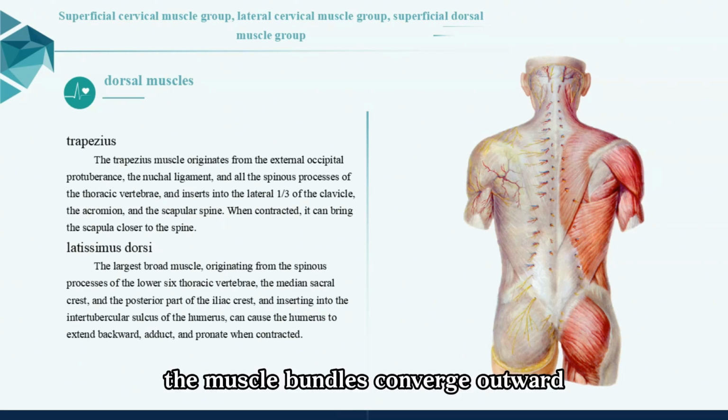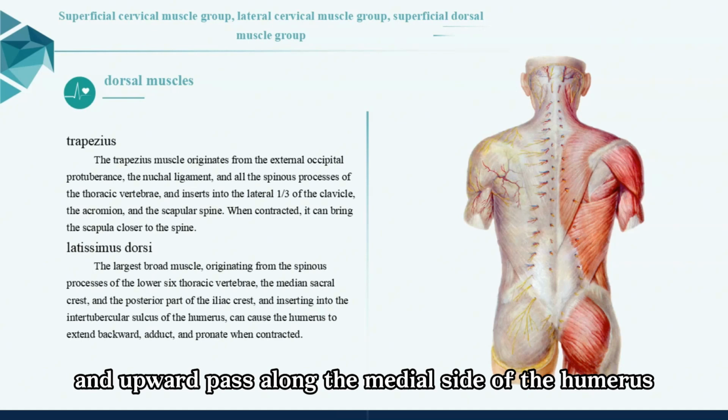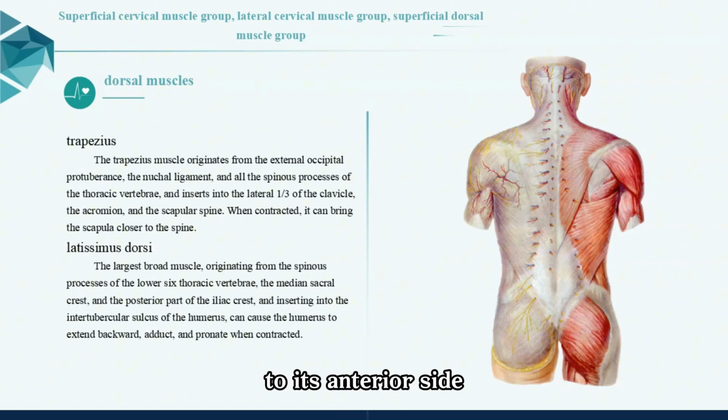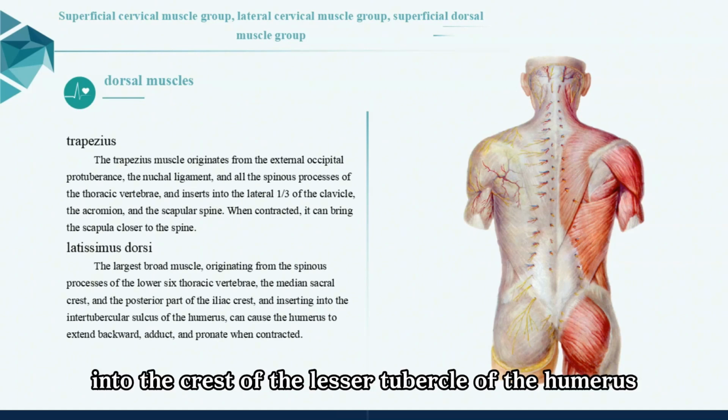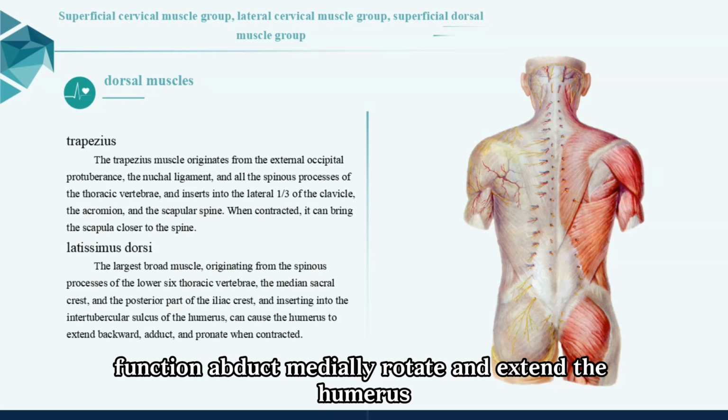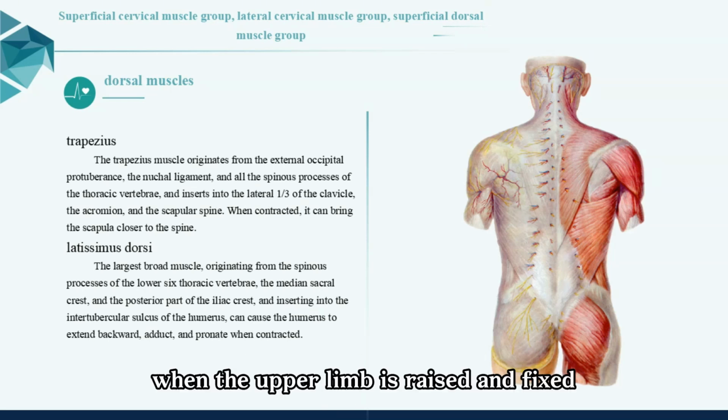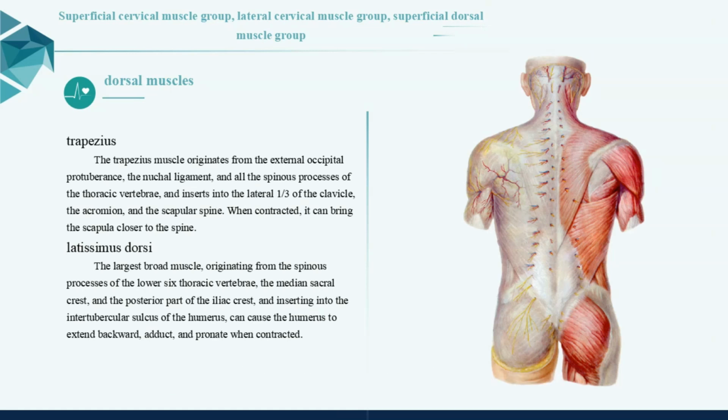The muscle bundles converge outward and upward, pass along the medial side of the humerus to its anterior side, and insert via a flat tendon into the crest of the lesser tubercle of the humerus. Function: adduct, medially rotate, and extend the humerus. When the upper limb is raised and fixed, it can assist in pull-ups.